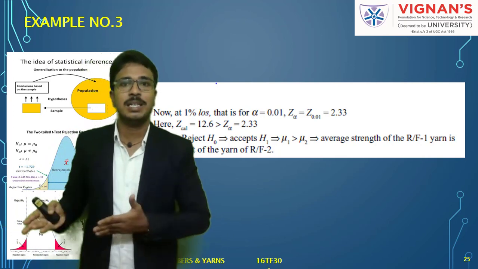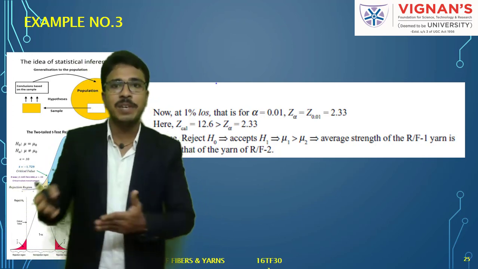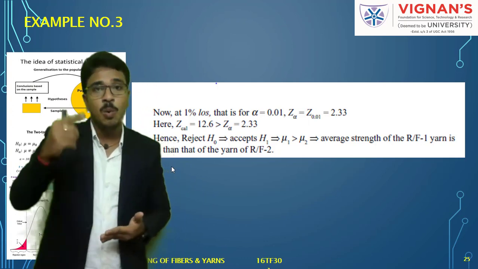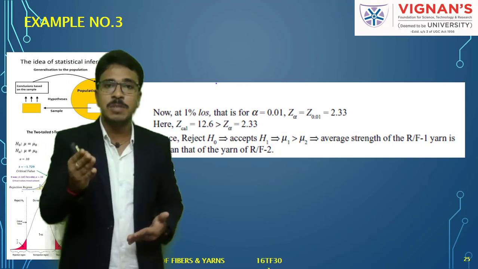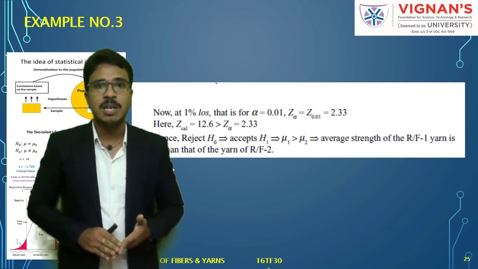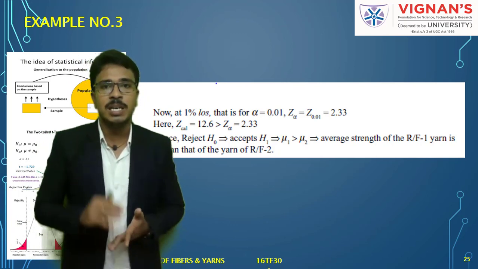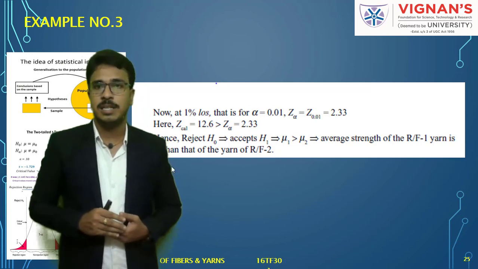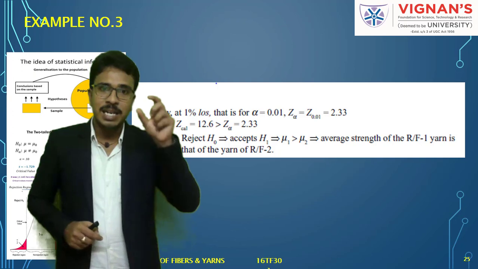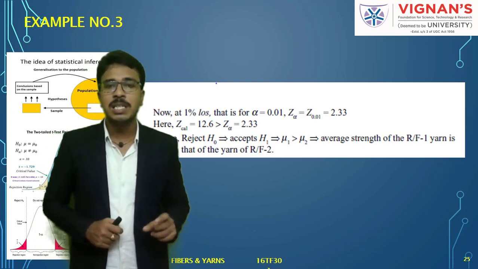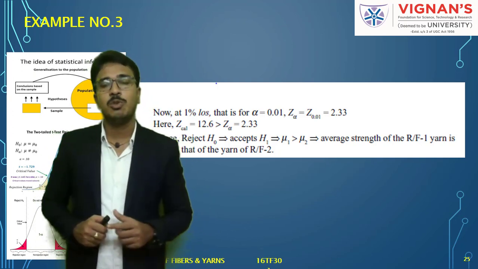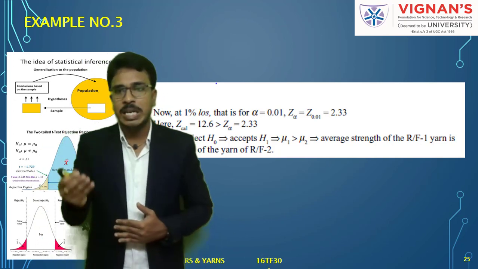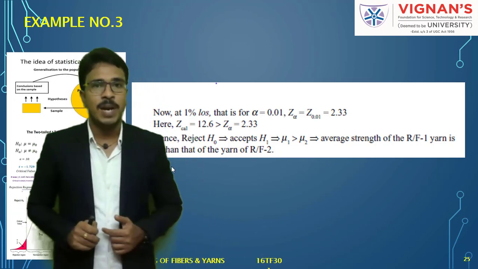See how it is related. The level of significance is 1%. That means what is the alpha value? 1 divided by 100, that becomes 0.01. Now the table value, Z alpha, is equal to 2.33. So at 1% level of significance, the Z table value is 2.33. If you look at the Z table, you can see this 2.33 value.